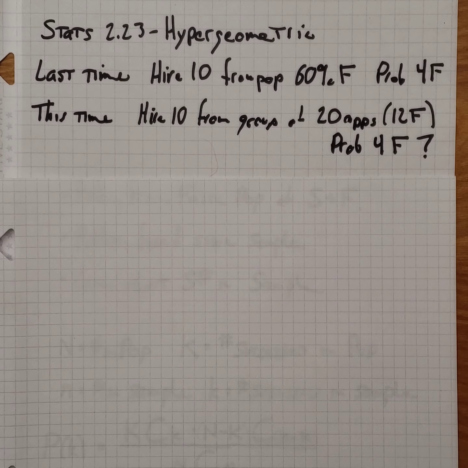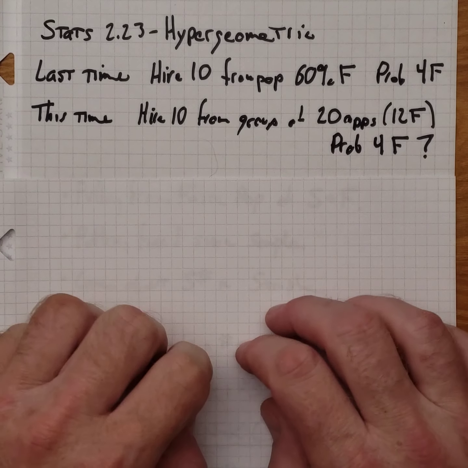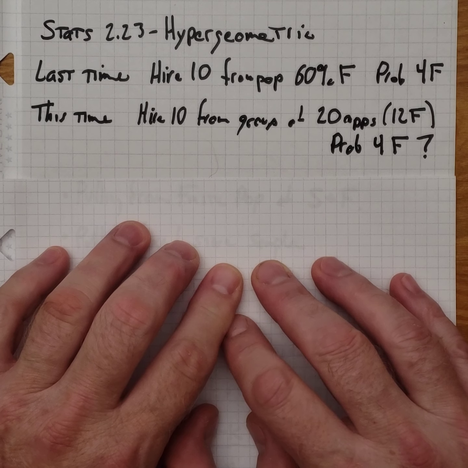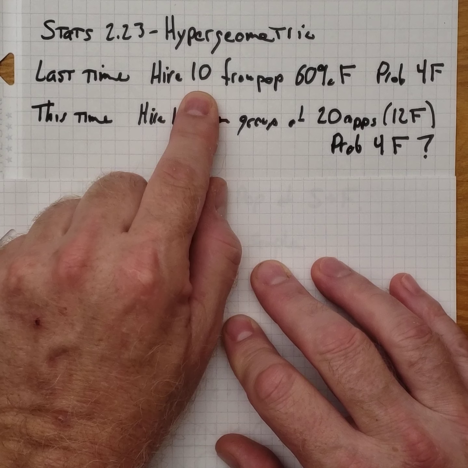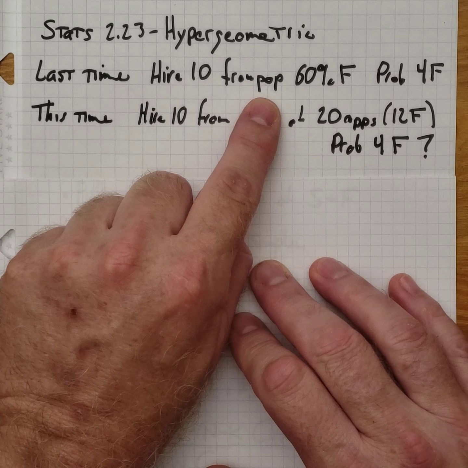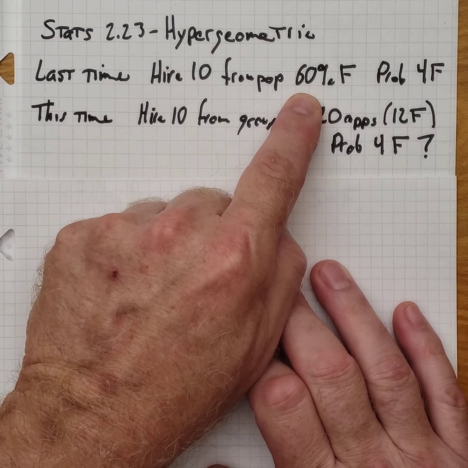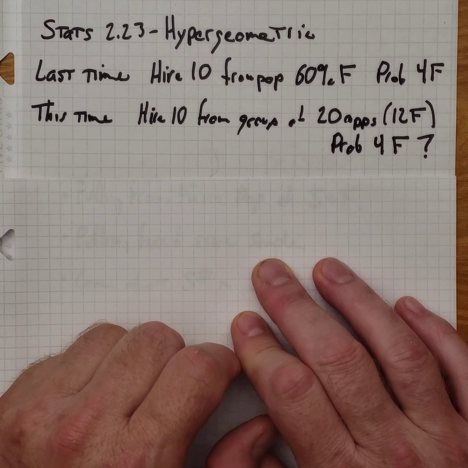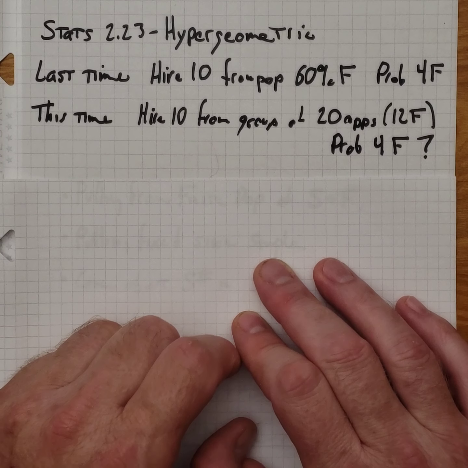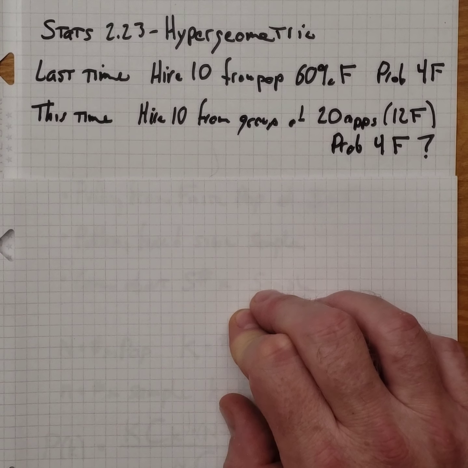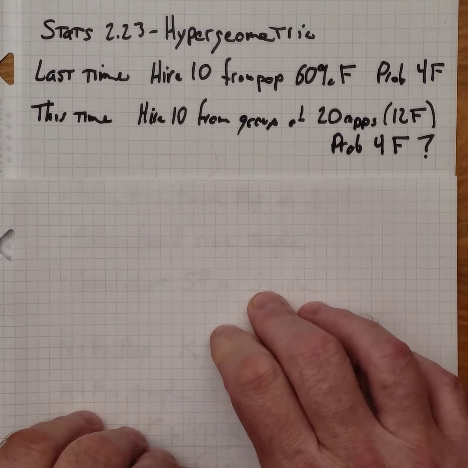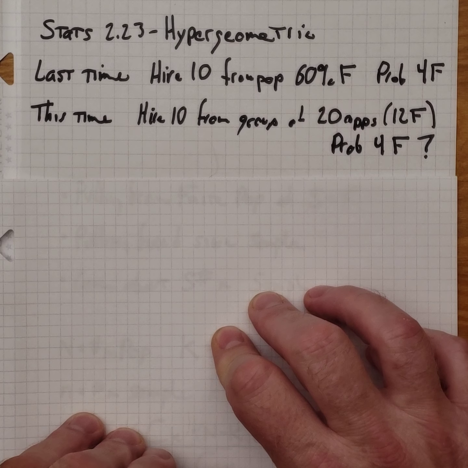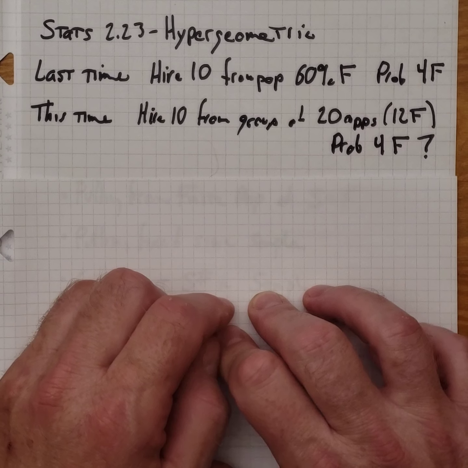All right, so this time we're going to look at a slightly different situation. Last time we used binomial distribution and we were looking at a situation where we were hiring a group of people from a population where a certain percent was considered success and a certain percent was considered a failure. And we were concerned with how many successes we got in our sample. Now this fits the binomial distribution because we have a constant probability for each trial, a fixed number of trials, and we care about the number of successes.